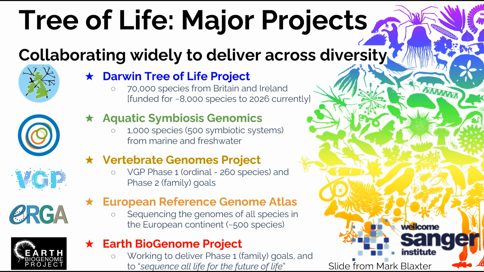Okay, so for anyone who's not familiar with the Tree of Life program, we are a program at the Wellcome Sanger Institute based in Cambridge. And we are involved in several major projects, all of which are aiming to assemble reference-level genome assemblies for eukaryotic species. So I'm here today speaking on behalf of non-model organisms. Our biggest project at the moment is the Darwin Tree of Life project. We're aiming to sequence 70,000 species from Britain and Ireland.